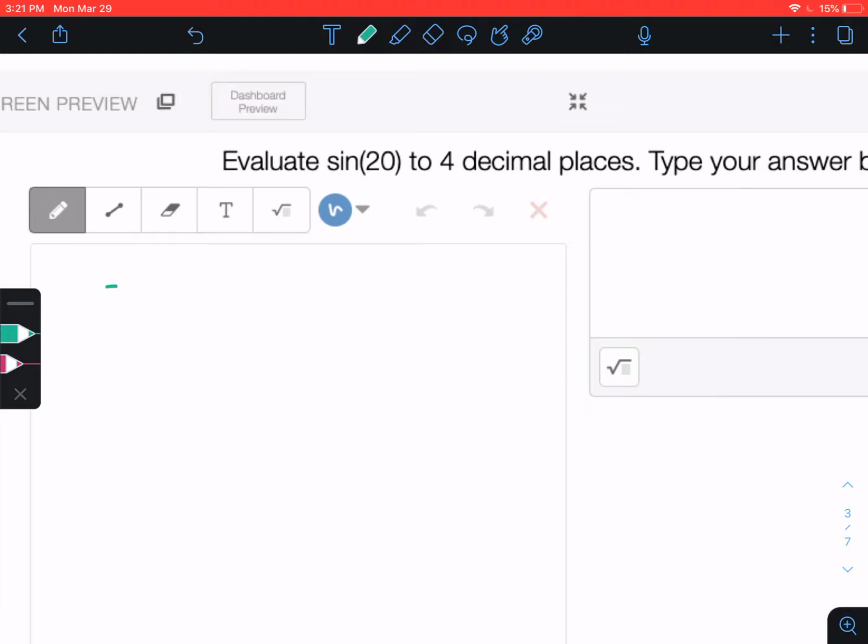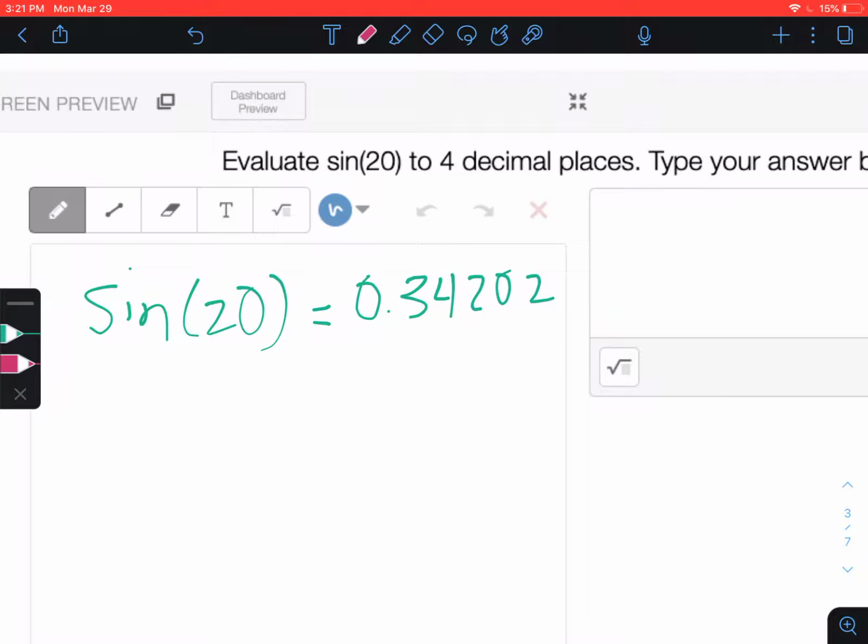We're just evaluating sine of 20 degrees. In a scientific calculator, if I type sine of 20, I'm going to get something like 0.34202. We want to round to 4 decimal places. That next number is lower than 5, so I don't need to round up, I don't need to change that. So I could just type in 0.3420 for that answer.